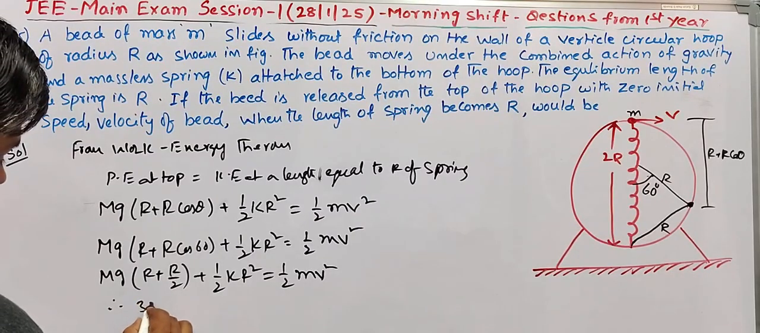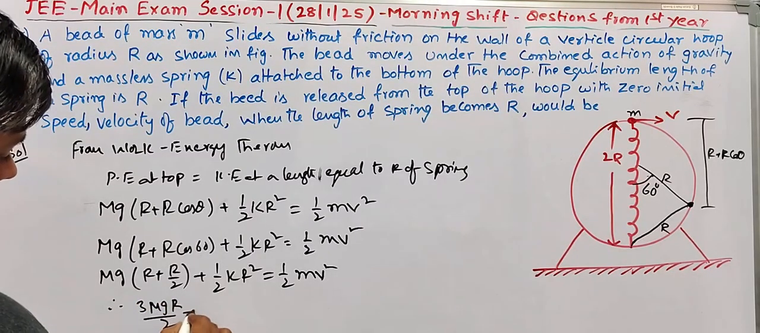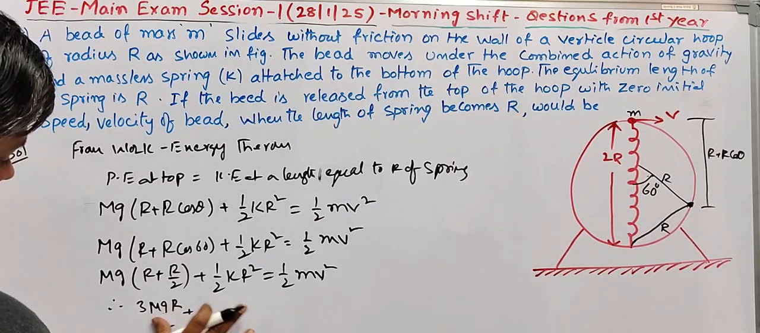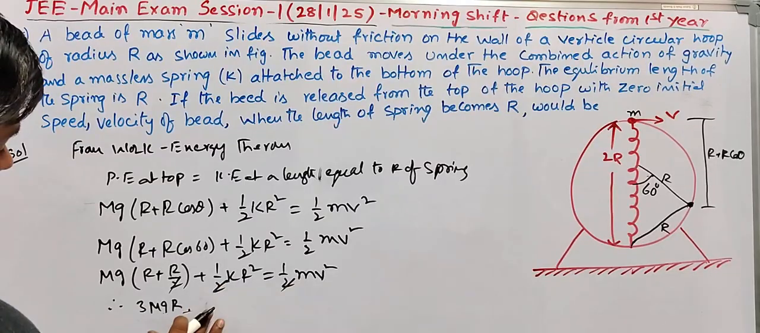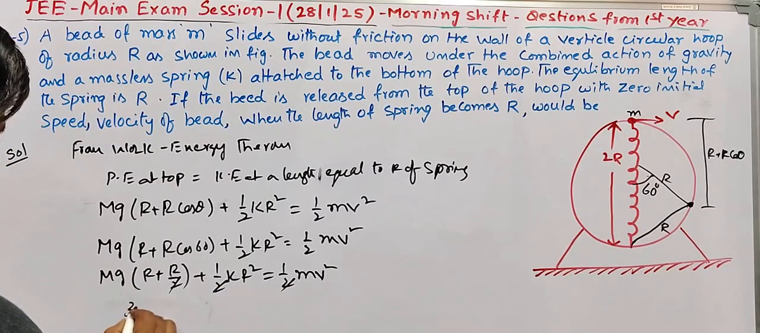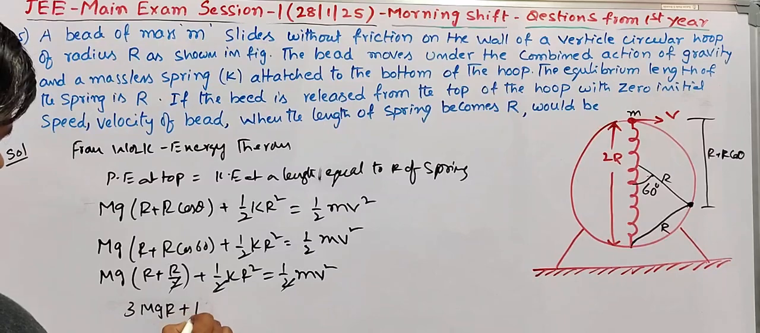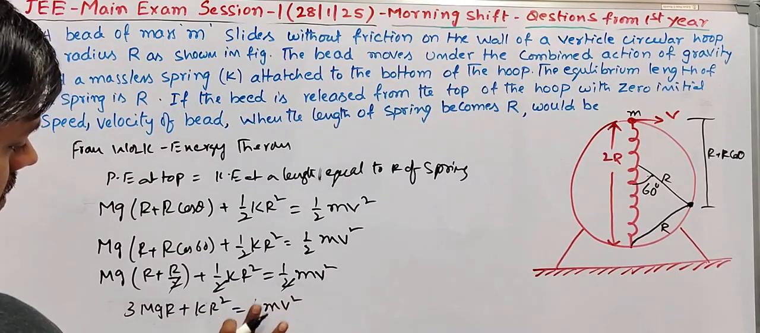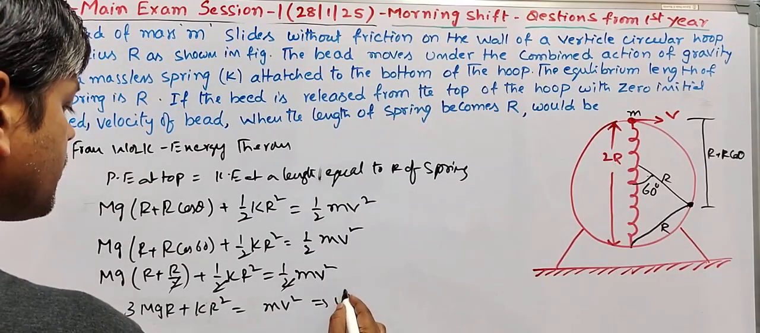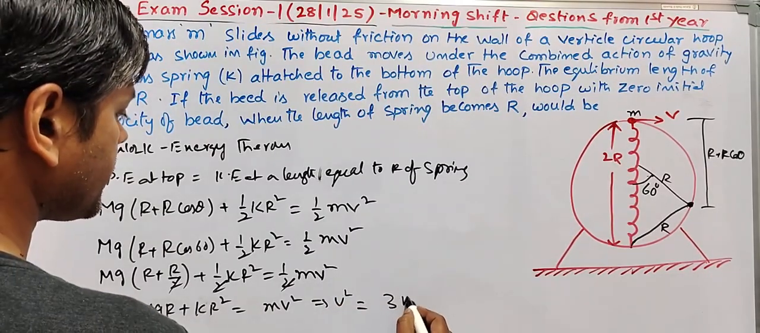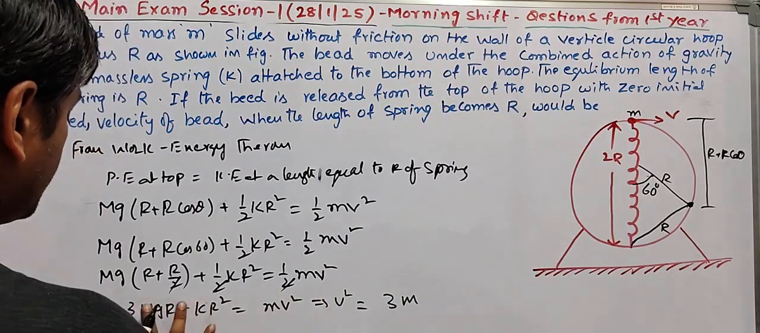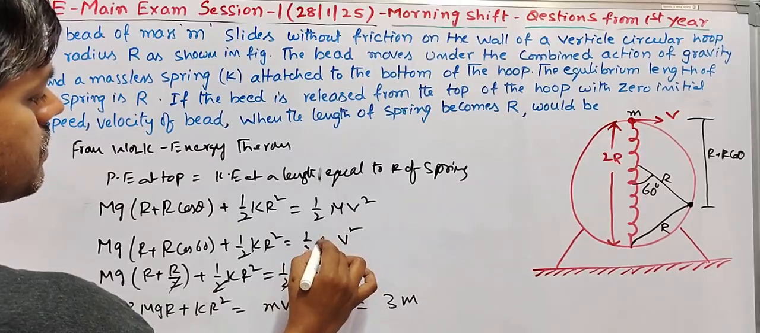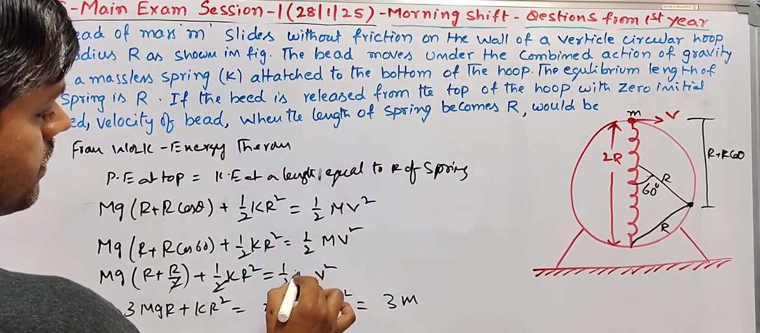Therefore, 3 mgR by 2 plus K into R square by 2. On both sides the 2 cancels. Then you get 3 mgR plus K R square is equal to m v square. That implies v square is equal to... sorry, this is capital M, mass. The term may be taken, no problem. This is m.